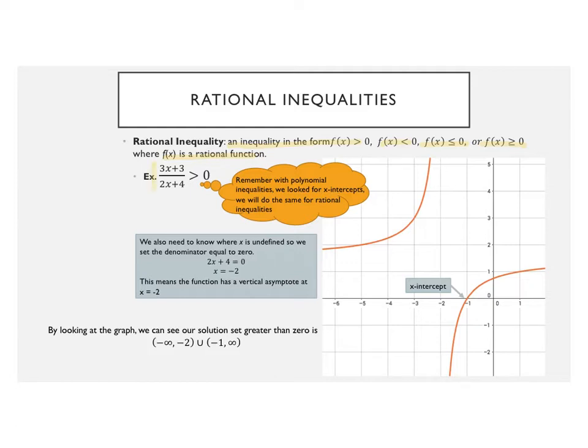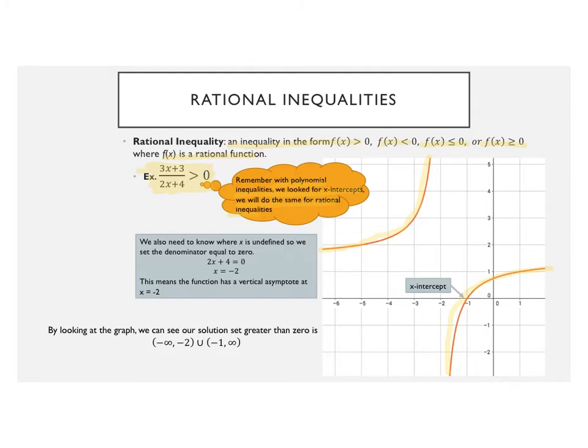So notice we have an example here, and we have a rational function on the left, and we have an inequality of 0. So remember with polynomial inequalities, we looked at x-intercepts. We will do the same for rational inequalities. So if we look at the graph that's provided, this is what a rational function looks like when you graph it. And there are a couple different things to note.